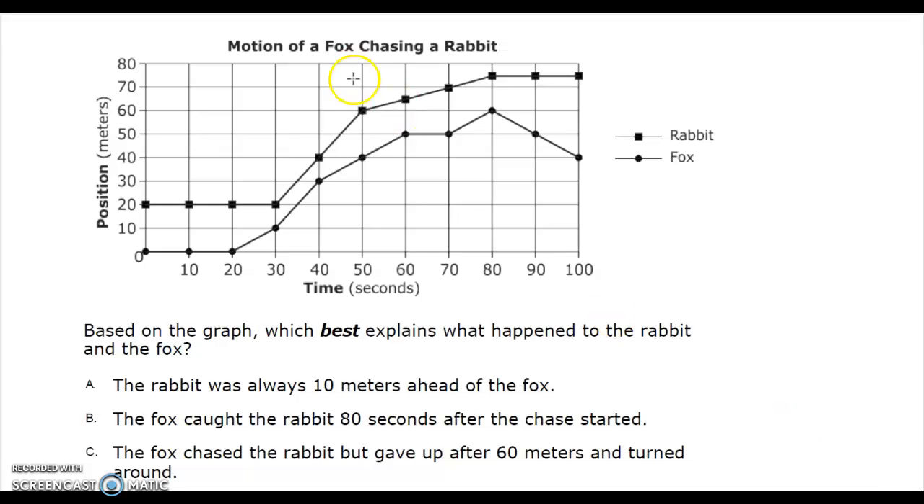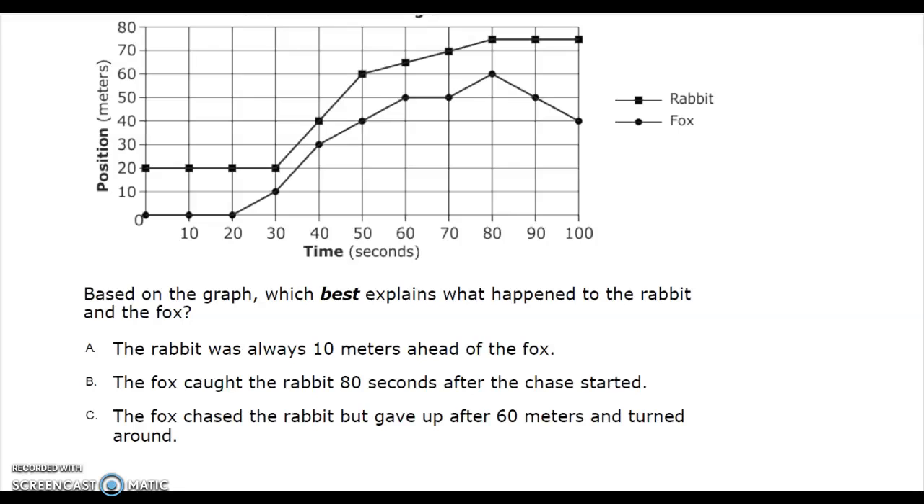The fox caught the rabbit. I see nowhere in here, especially at 80 seconds, that the fox caught the rabbit. The fox chased the rabbit, but gave up after 60 meters and turned around. So let's see. The fox chased the rabbit, gave up after 60 meters, stopping and turned around. Not necessarily. I do know the fox turned around, though, so I would have to say C is the best answer for that one.